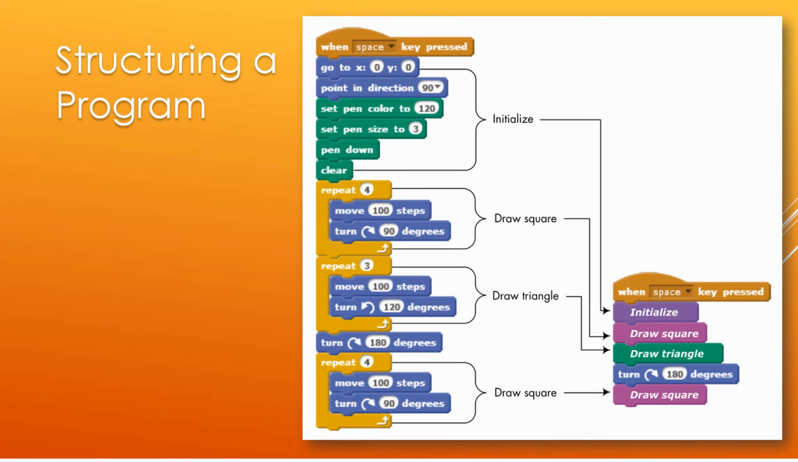Now you can see we've got two draw squares there, so instead of writing the code out twice, we just call the same draw square procedure twice. So that saves us time because we get to reuse code, and it makes debugging easier because we only have to debug the draw square code once.